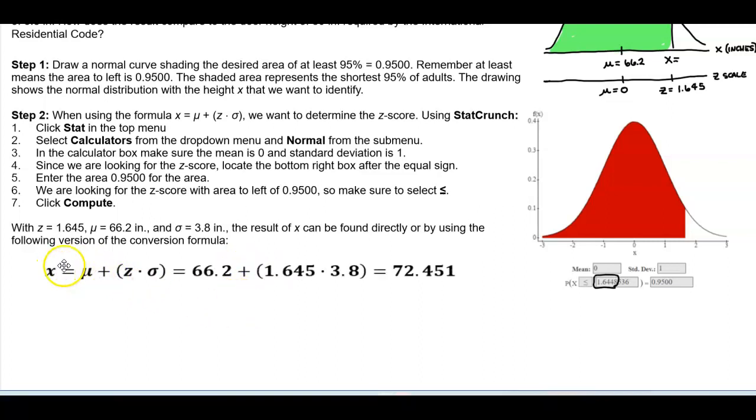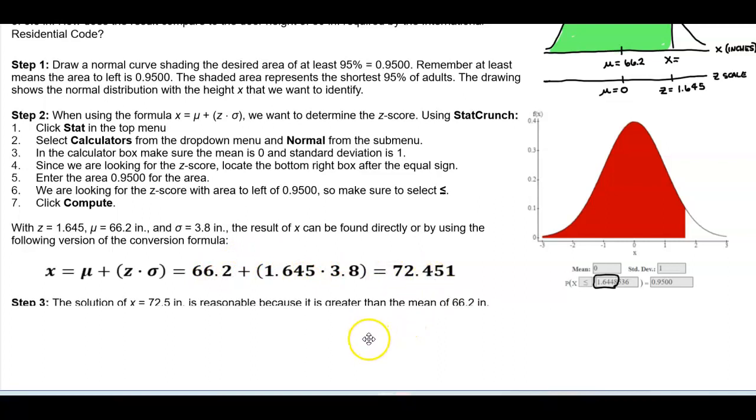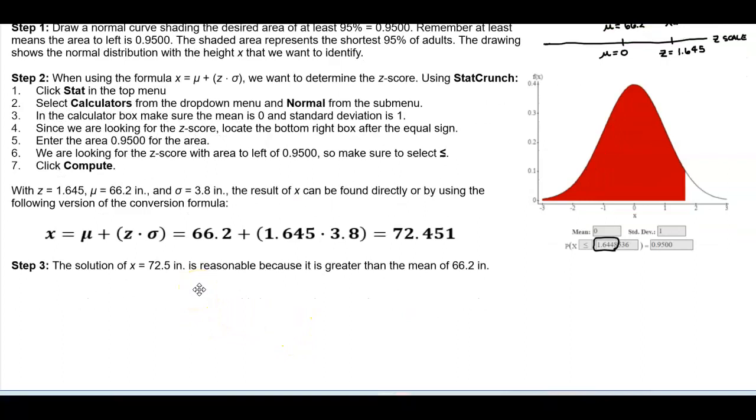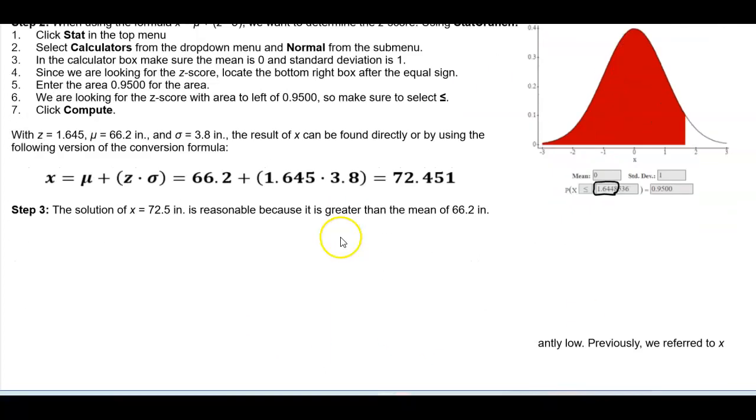So we're going to take x, which is equal to the mean plus z times the standard deviation. So we have 66.2 plus 1.645 times 3.8. So do what's inside the parentheses first and then add 66.2, and we get 72.451. Now we're going to round that to one decimal place, which gives us 72.5. So now we found that x is going to be 72.5. So the solution of x equals 72.5 inches is reasonable because it is greater than the mean of 66.2 inches.